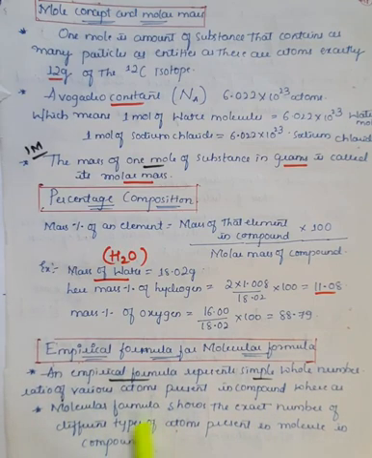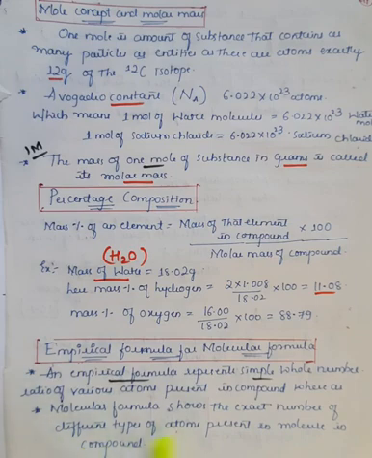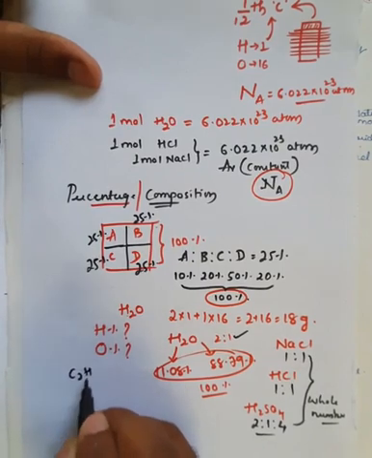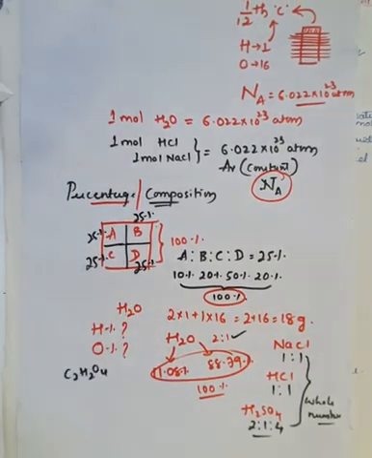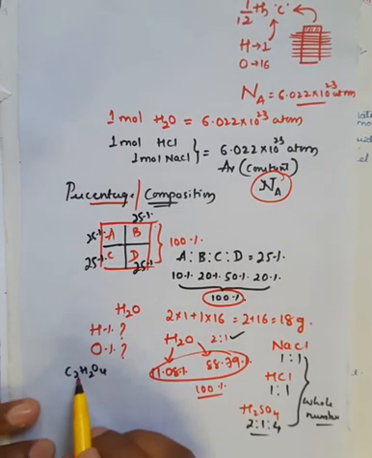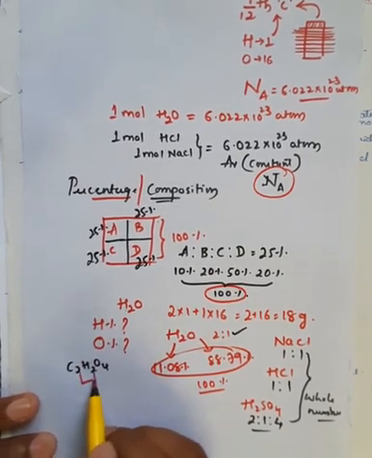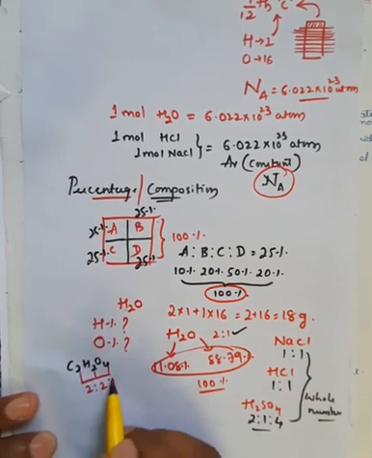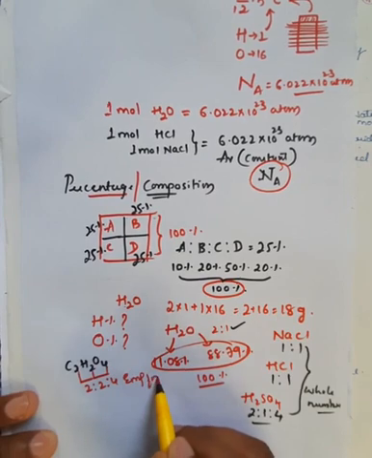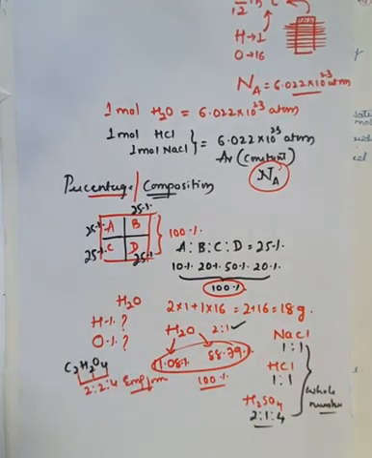But molecular formula, what happens? It shows the exact number of different types of atoms present in the molecule or compound. For example, here if I take C2H2O4, right? So this is 2:2:4. It is in the ratio of 2:2:4. This is generally called the empirical formula, right?